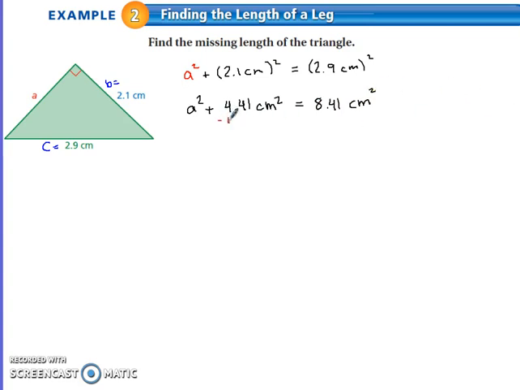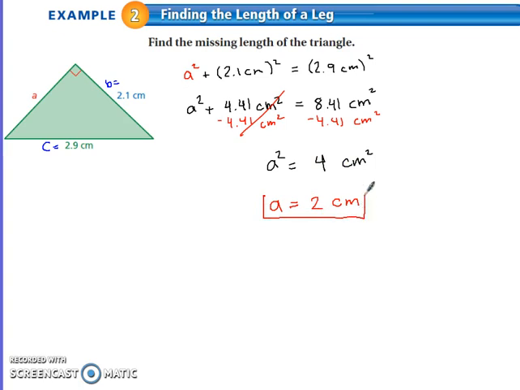I'm going to solve by subtracting my 4.41 from both sides, and our units are both square centimeters, so we are allowed to combine those like terms. And I have a squared is equal to 4 square centimeters. So that means that then just a is going to equal 2 centimeters. The square root of 4 is 2, and the square root of my square centimeters is just centimeters. So the length of that missing leg is 2 centimeters.